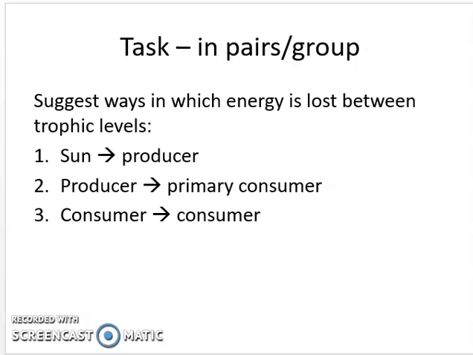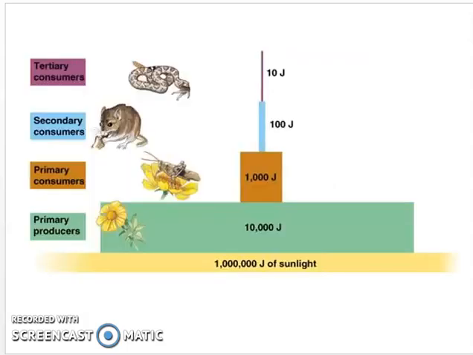I asked you to suggest ways in which the energy is lost between trophic levels. If we have a look at this one, you can see that the amount of energy that falls on our producers is huge. So we've got 1,000,000 joules of sunlight energy falling on our producers in this example. And only 10,000 of that is actually fixed by the producers. And when I say fixed, what I mean is where we have photosynthesis occurring, they trap the sunlight, and that sunlight is therefore used along with carbon dioxide to make glucose.